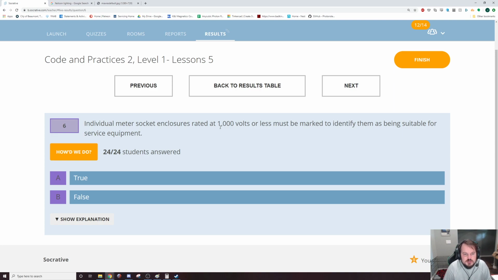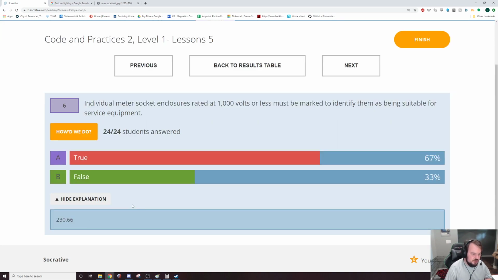Individual meter socket enclosures rated at 1000 volts or less must be marked to identify them as being suitable for service equipment. This would be identification and marking of service equipment. Service equipment is part 5, and marking is right there. So 230 part 5, which is 230.66, is the actual location for this answer.